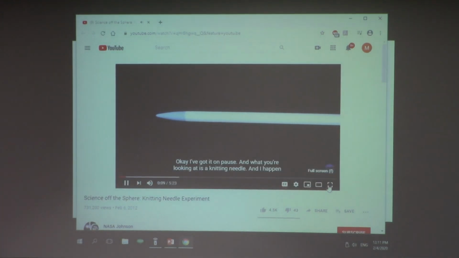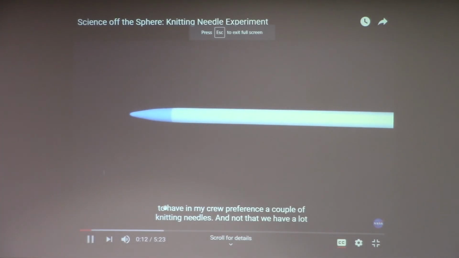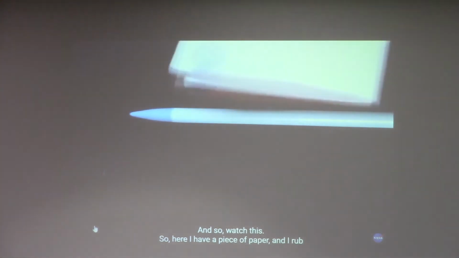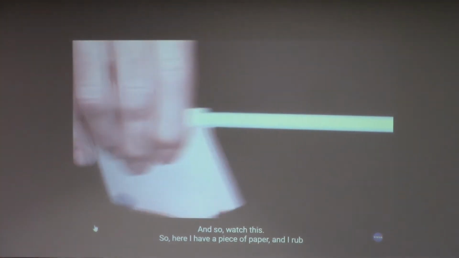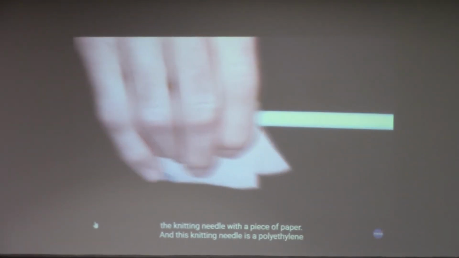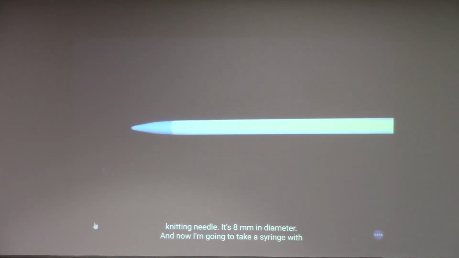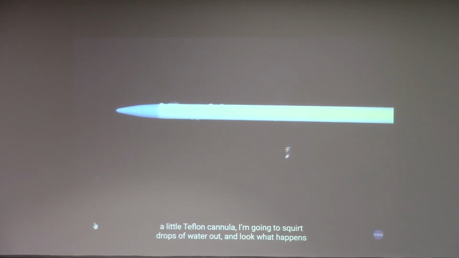And I happen to have in my crew preference a couple of knitting needles. And not that we have a lot of time to do knitting up here, but there's some other neat things you can do with them. And so watch this. So here I have a piece of paper, and I come up with the knit needle with a piece of paper. And this knit needle is a polyethylene knit needle. It's 8 millimeters in diameter. And now I'm going to take a syringe with a little Teflon cannula. I'm going to squirt drops of water out, and look what happens when those drops of water get close to that charged knit needle.